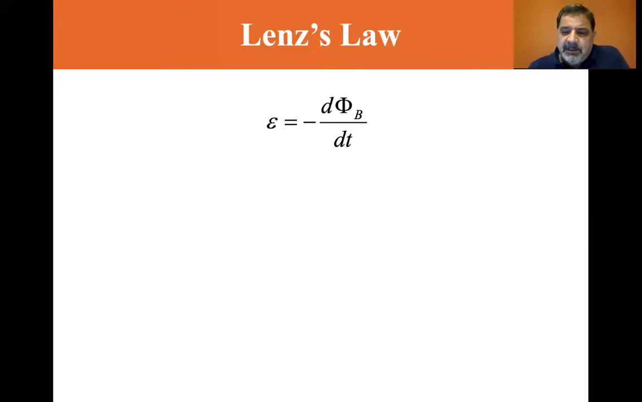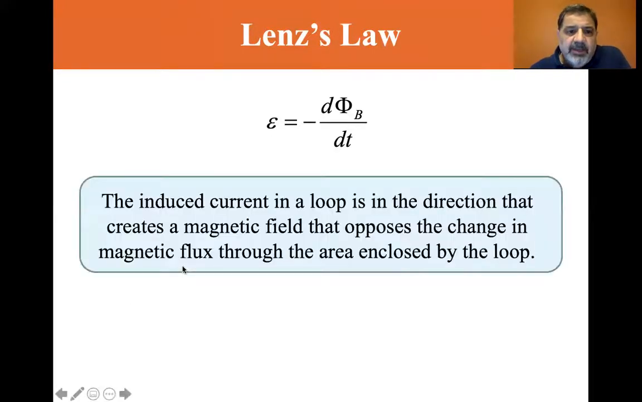And Lenz's Law says that the induced current in a loop is in the direction that creates a magnetic field that opposes the change in magnetic flux through the area enclosed by the loop. Let's read that again. The induced current in a loop is in the direction that creates a magnetic field that opposes the change in magnetic flux through the area enclosed by the loop. What does that mean? Let's give you an example.